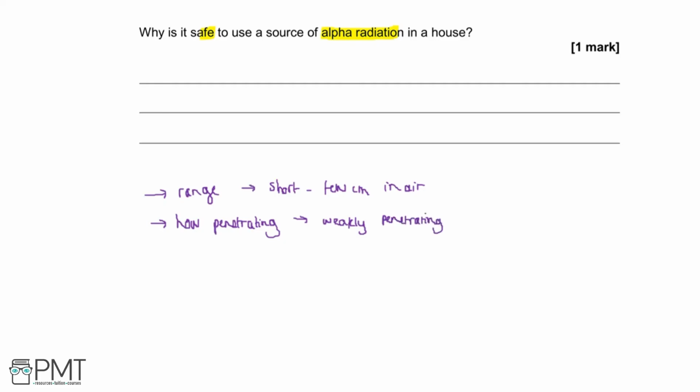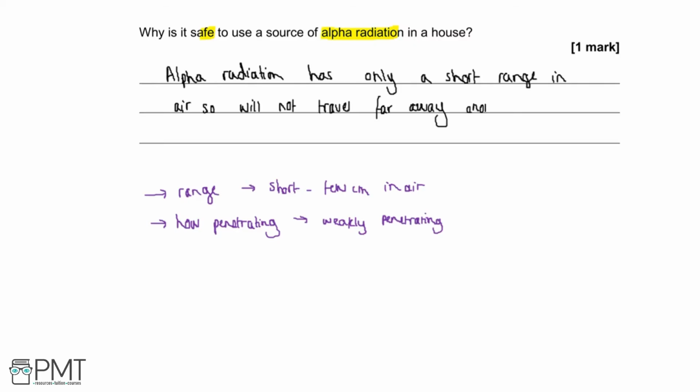So our knowledge of both of these things allows us to answer this question, because firstly, if we were to talk about the range, we could say that alpha radiation has only a short range, therefore it won't travel very far away from the smoke detector in order to harm people. Or we could talk about how penetrating it is, and we could say that it does not penetrate human skin and therefore cannot be of harm to us. So using either of these would get you the mark, but I will just talk about the fact that it has a short range in air, therefore cannot reach humans in the house to harm them.